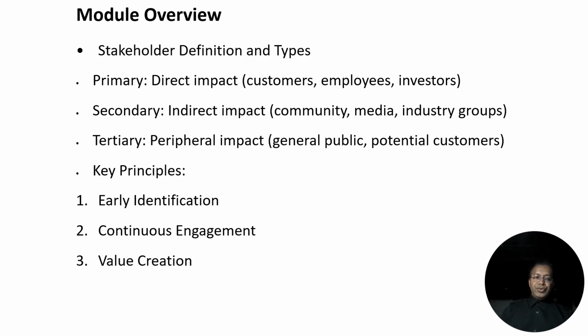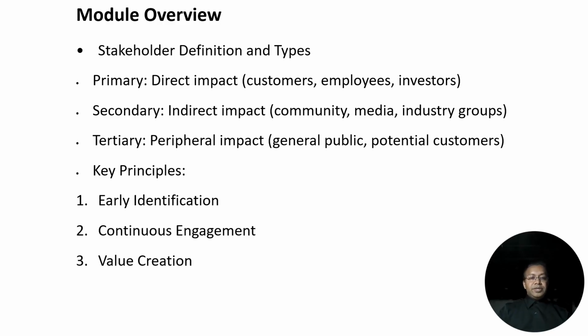The module overview, we want to know what stakeholder definitions and types are. So there could be primary, that are direct impact kind of stakeholders. Obviously, we just discussed a few. Customers are primary stakeholders, so is the case with employees, and those that have invested their resources in us or are investors. There are secondary stakeholders who have indirect impact, like the community, media, and industry groups, and there are tertiary stakeholders who have peripheral impact, like general public, potential customers.